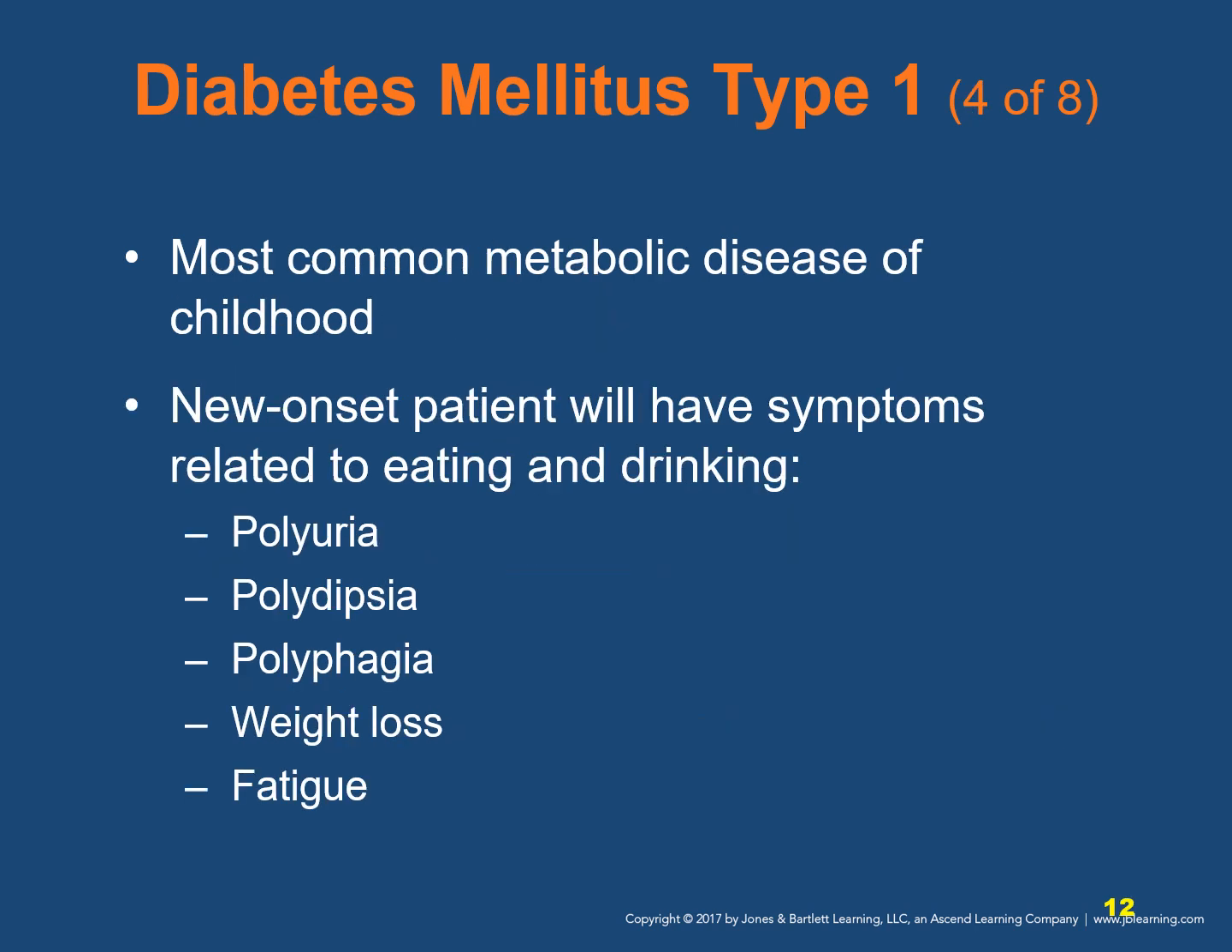Type 1 diabetes is the most common metabolic disease of childhood. A patient with new onset type 1 diabetes will have symptoms related to eating and drinking: polyuria, polydipsia, polyphagia, and weight loss and fatigue.